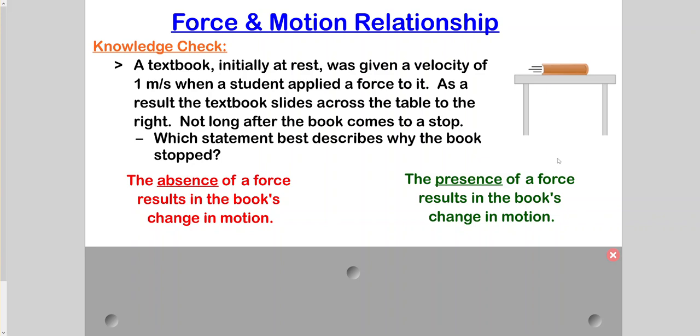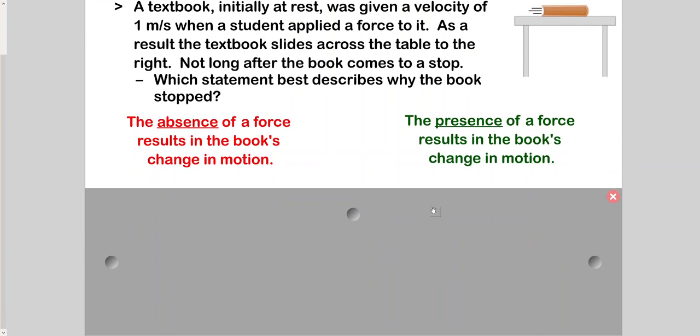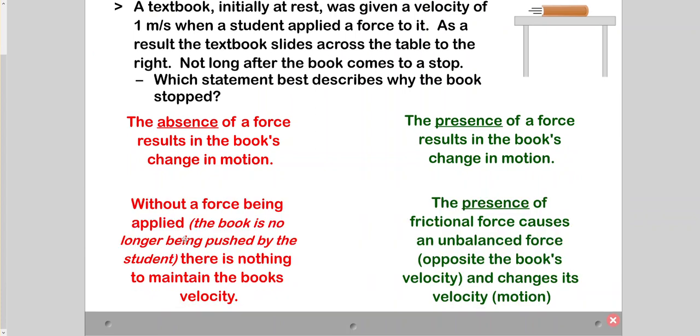Newton's first law tells us objects will continue doing what they're doing, at rest or in motion, unless a force acts on them. So if this book is moving and then stops, it must be due to the presence of some force. We have two choices here. Without a force being applied, the book is no longer pushed, so there's nothing to maintain the book's velocity. That's not accurate. There must be some force. The presence of some force, which we know is friction, causes the book to change velocity, in other words, to go from some velocity to no velocity. That's acceleration. Acceleration is due to force.